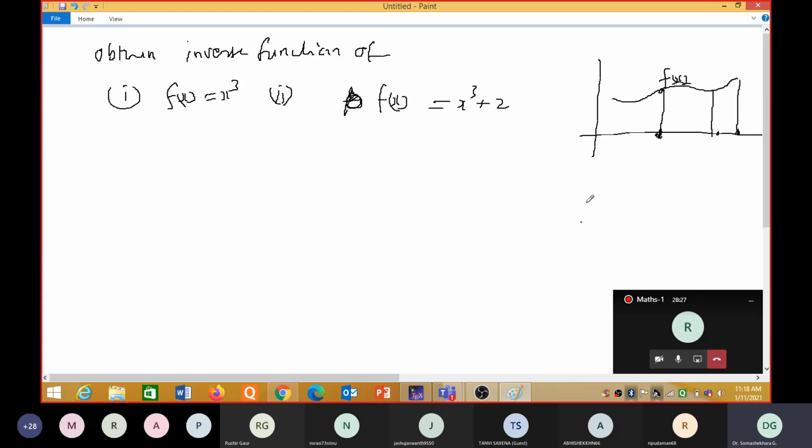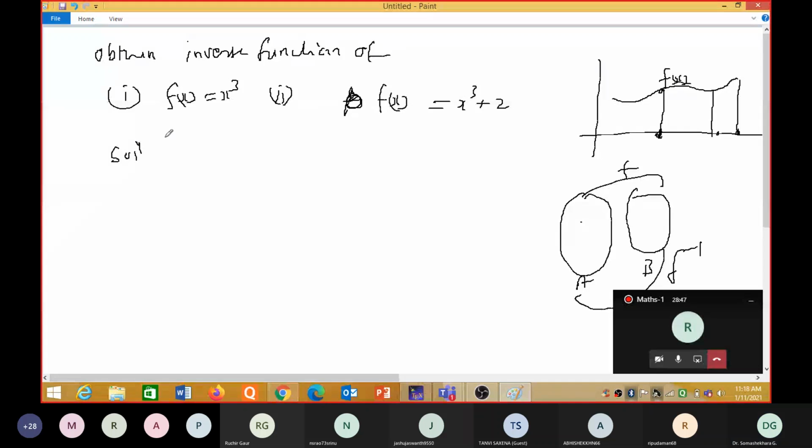Okay. In set theory, we explain it like this. F is a function from the set A to B. Then f inverse is a function from B to A. So the inverse exists when a function is bijective. So inverse, how do you find it? For solution 1, you take f of x is equal to y is equal to x cube, y is equal to x cube.